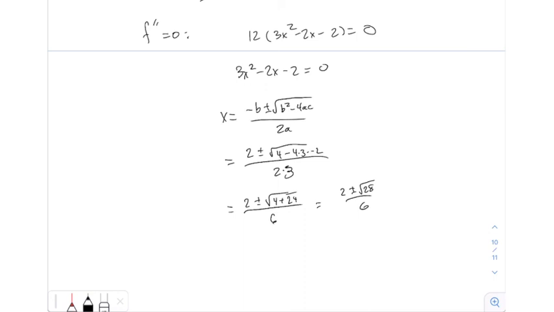I plugged this into my calculator. If you're going to plug this into your calculator, you do it once with the plus and again with the minus, and you get 2 different answers. With the minus, you get negative 0.548, and with the plus, you get 1.215, right?